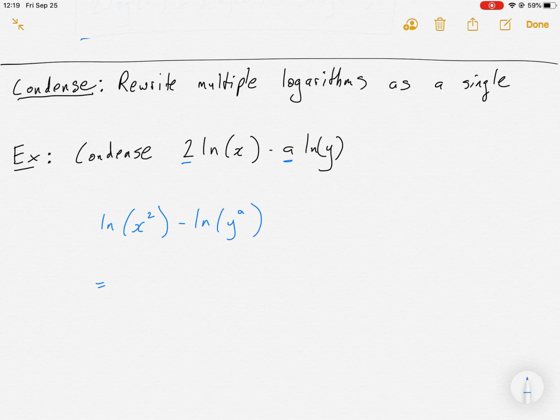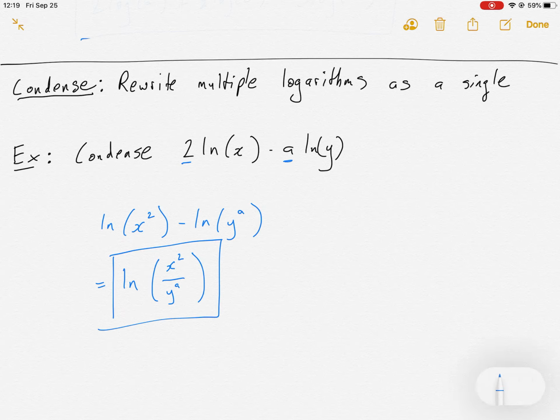And then in the final step, I'm going to take this and say it's the natural log of x squared divided by y to the power of a. Notice I now have a single logarithm. It's right there, right in front, the natural log there. And I'm actually done with this problem. Please make sure that you include the logs in your final answer. Don't just give me x squared over y to the power of a. This is wrong. It needs to have that logarithm out in front.